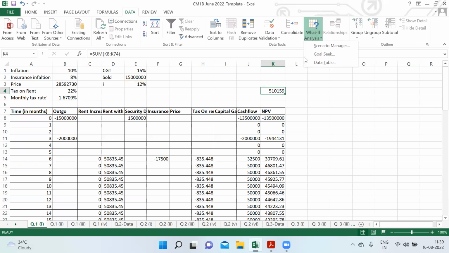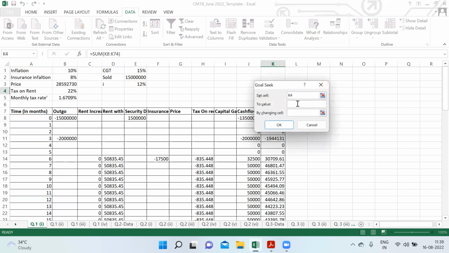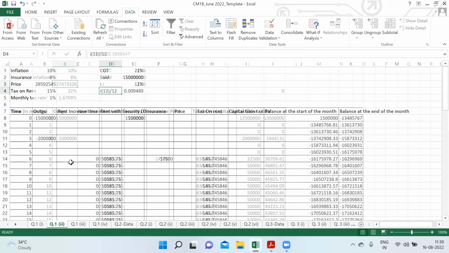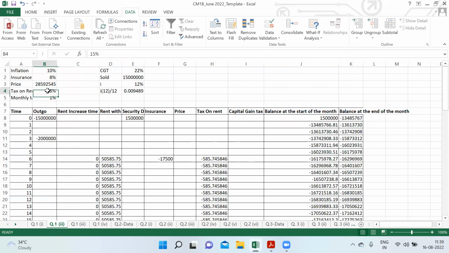So we'll go to what-if analysis, goal seek, and set this value to 0, and the changing cell should be price. So my price is 2 crore 74 lakhs. Okay, 2 crore 74 lakhs. The property was bought at 1.5 crore and sold at 2 crore 74 lakhs, or 2.74 crore. Then part 2 also says the same thing.